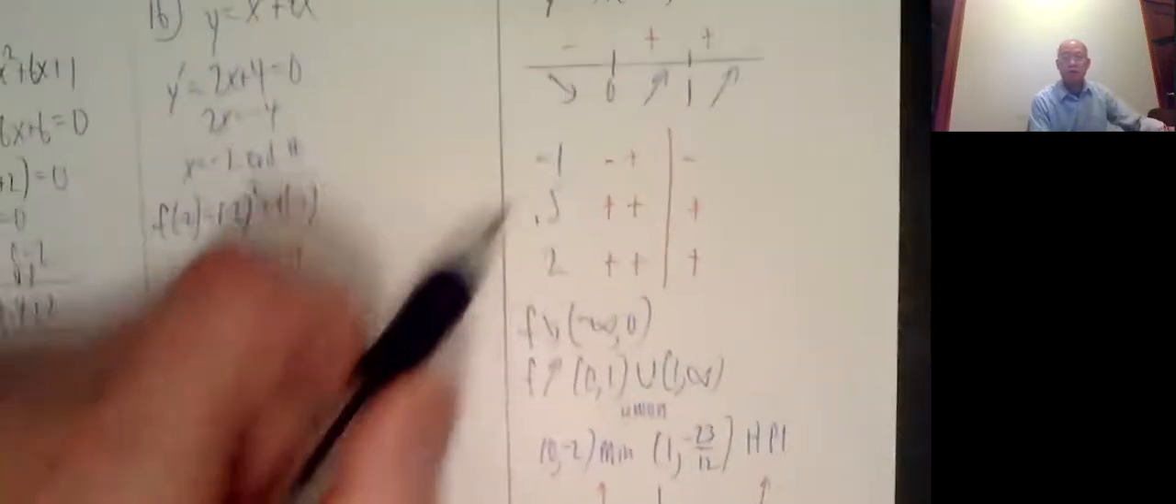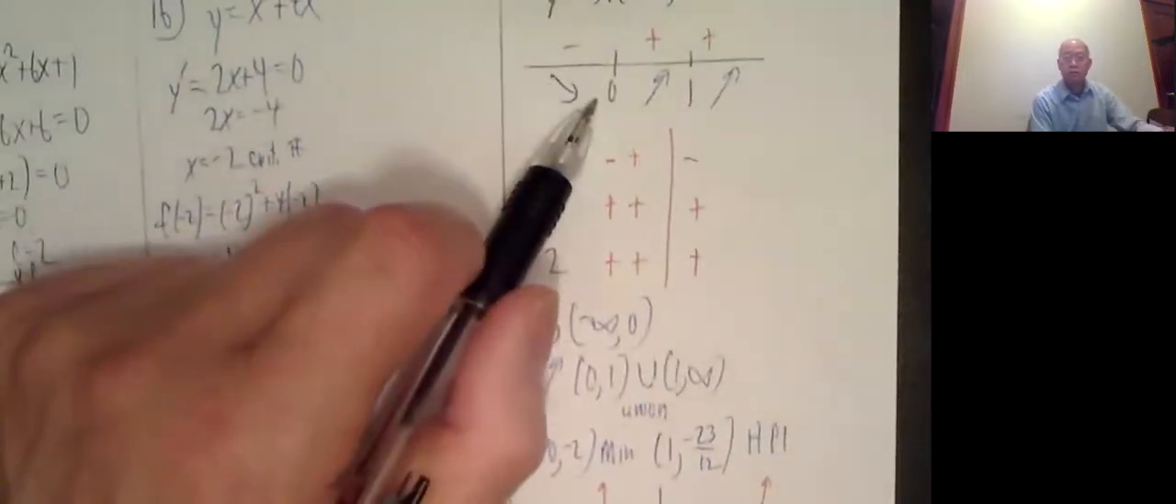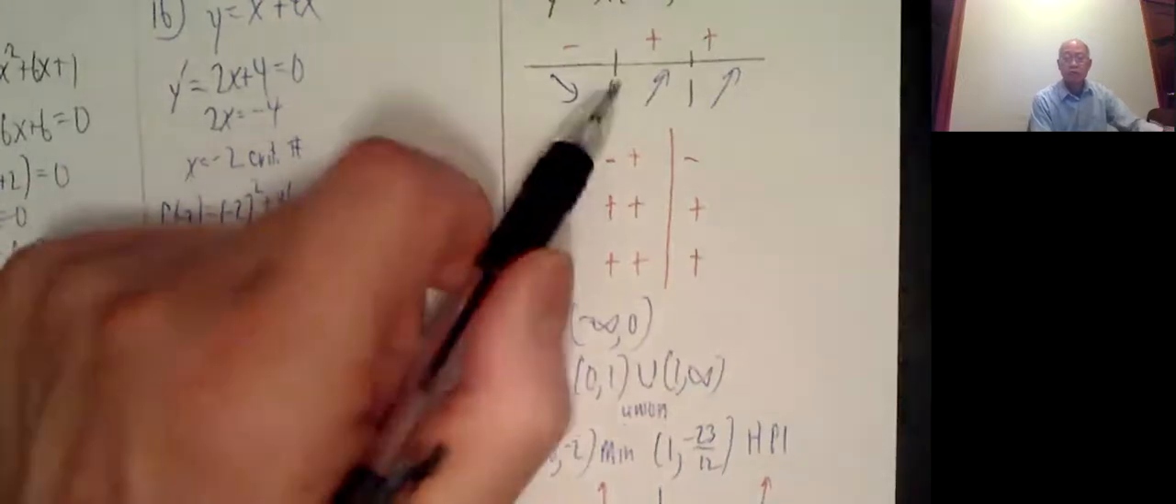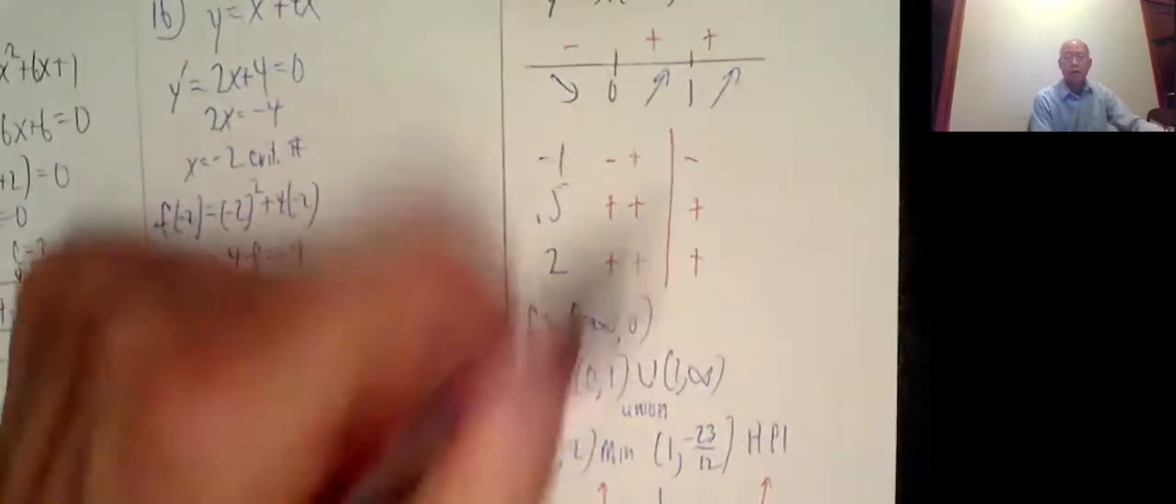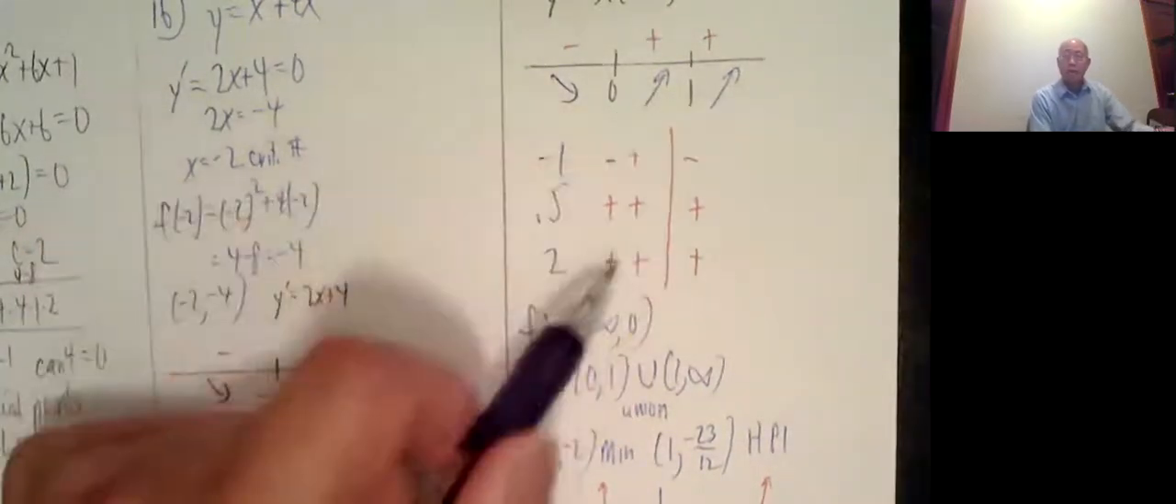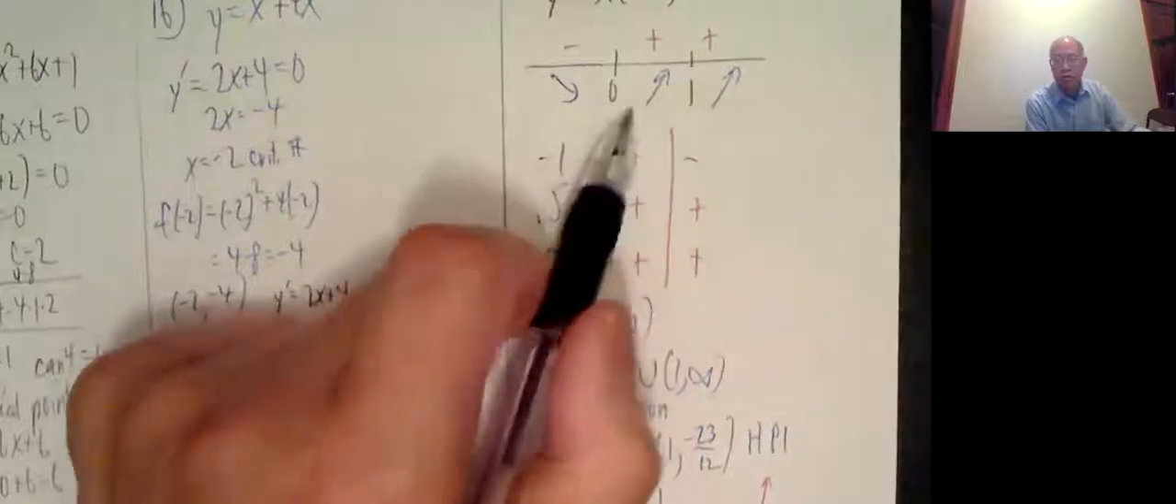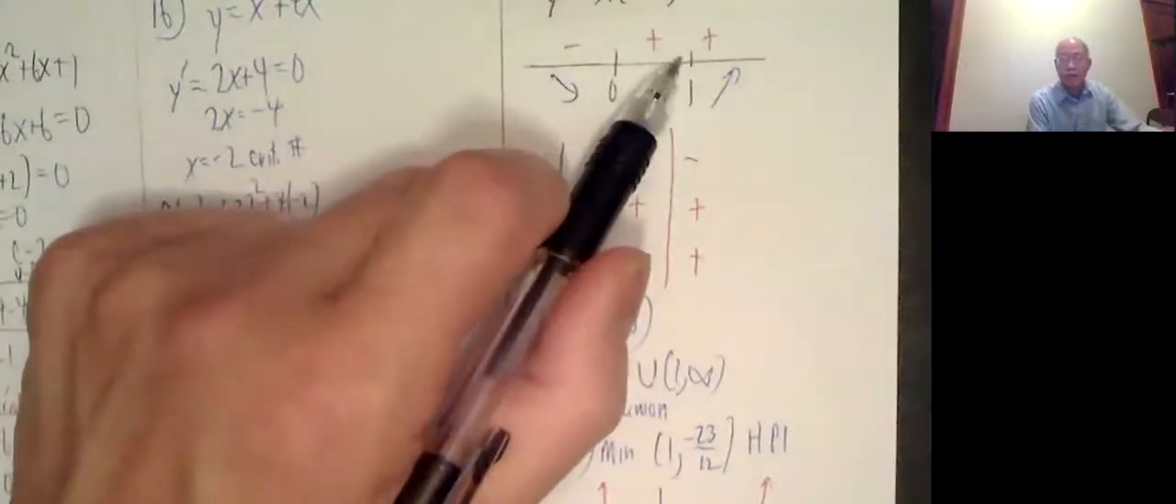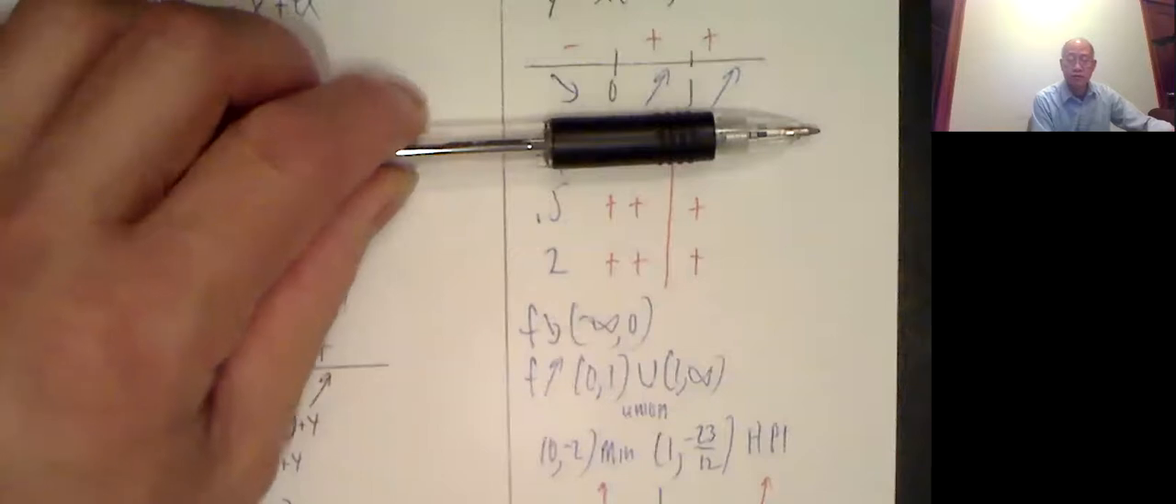Okay, so the function's decreasing from negative infinity to 0, and the function's increasing between 0 and 1, and also between 1 and infinity. Then you might say, why don't you just go from 0 to infinity? Technically, right at x equals 1, the function is not increasing. It has a slope of 0 ever so slightly, and then it goes back up.